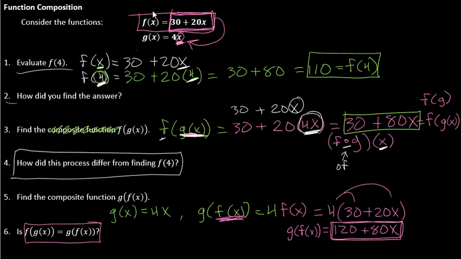Okay, so are these two equal? No. 30 plus 80x obviously is not the same thing as 120 plus 80x. Okay, not the same thing. All right, so no, they are not equal.